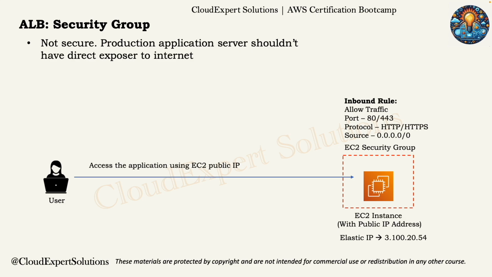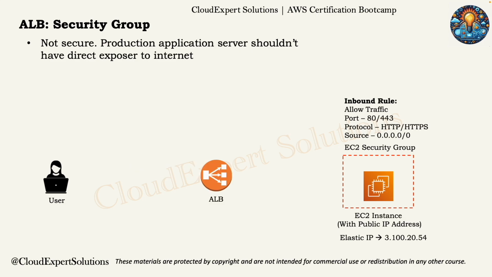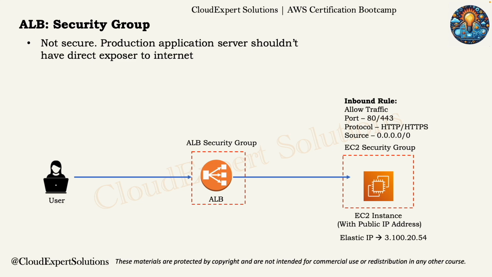To avoid this, you can configure one application load balancer in front of your EC2 instance. Now the user will access the application load balancer and the application load balancer will forward the request to the backend EC2 instance. Now application load balancer also comes with a security group. It's called Application Load Balancer Security Group or ALB Security Group. For the user to access the application load balancer, you again need one inbound rule similar to what we had for the EC2 instance. That means we need to allow traffic on port 80 or 443. Protocol should be HTTP or HTTPS and the source should be anywhere from the internet.